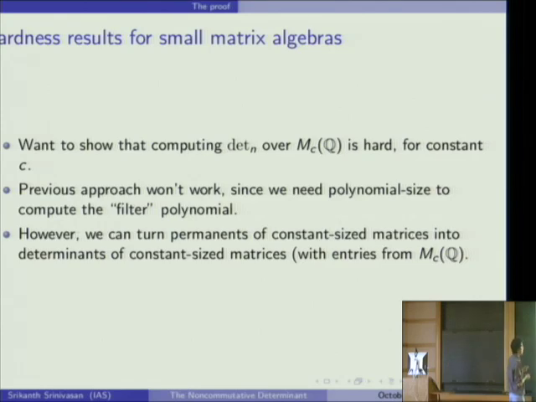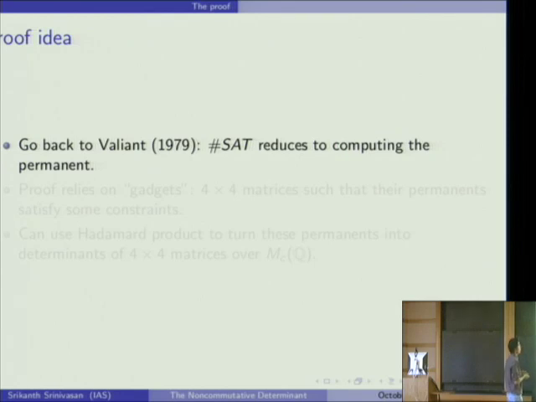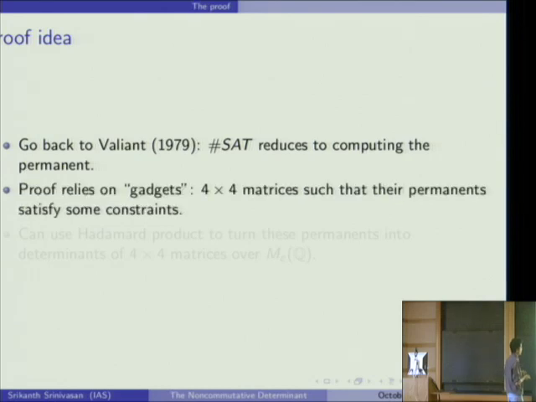And the reason for this at a very high level is that we go back to Valiant's proof that shows that the permanent is hard to compute. We know that the permanent is hard to compute because a very hard counting problem, sharp SAT, reduces to computing the permanent. And if you stare at the proof, it's a very combinatorial, technical proof, and it relies on various gadgets. These gadgets are like 4 by 4 matrices, and their permanents satisfy all sorts of identities and so on. And you can show that such gadgets don't exist for the commutative determinant, because if they did, then the determinant would be very hard, right.